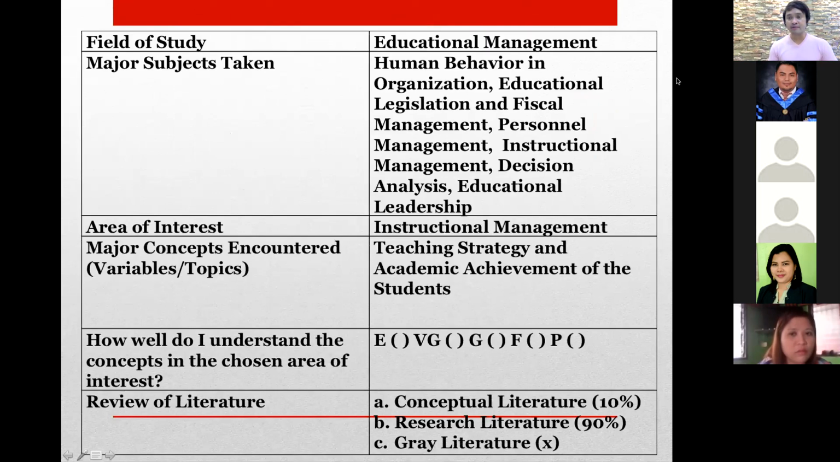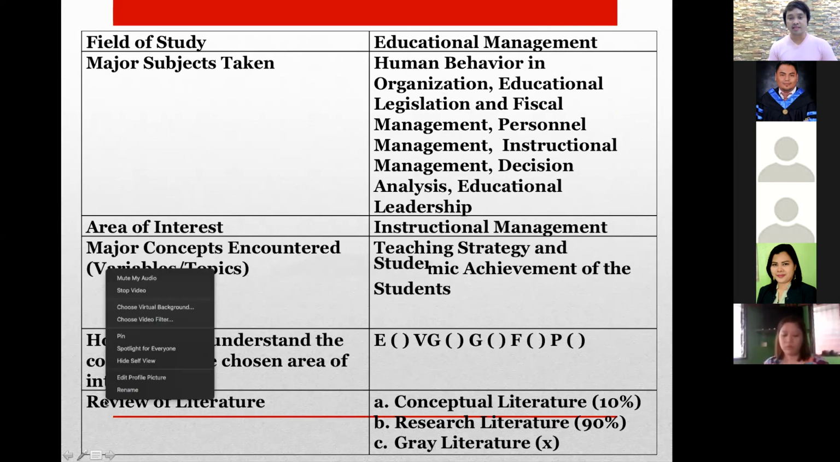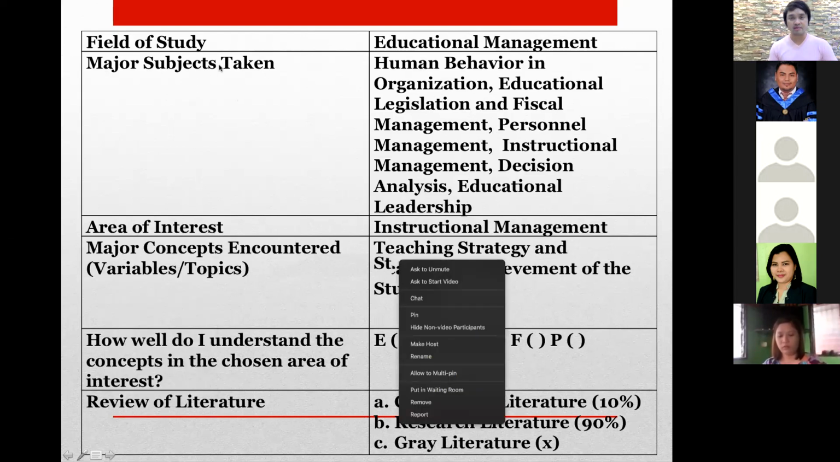So ito yung sample matrix na pwede mong gawing template, since EdD na kayo. Pero itong template na to ay parang pang teacher to, no? Hindi ito pang management. Halimbawa, field of study, educational management ng MAED. Tapos ilalagay nyo rito yung mga major subjects na nakuha ninyo dito, no?